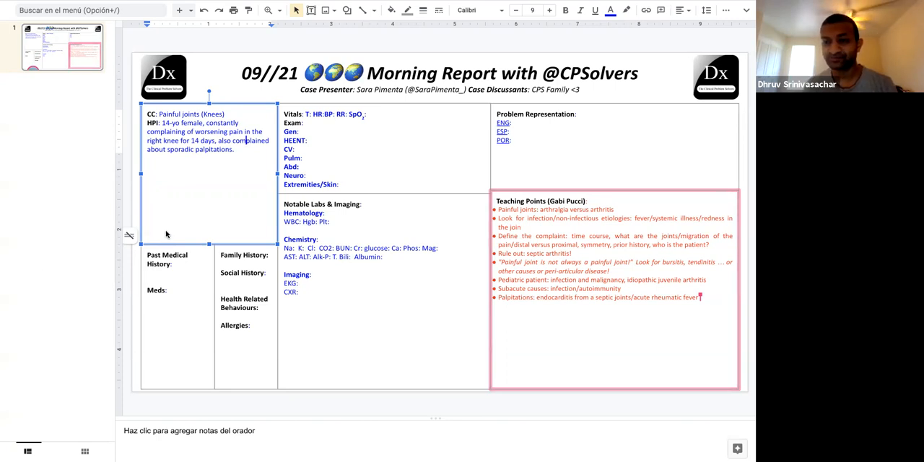So we may also think about other infections like Lyme disease that can cause an arthritis and heart block. But I usually wouldn't see palpitations there.